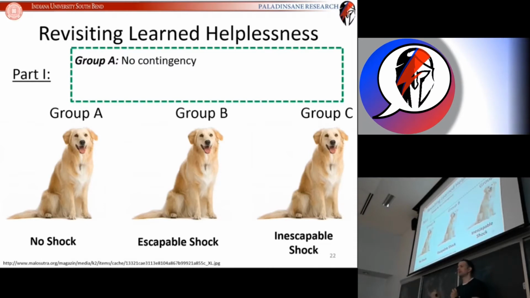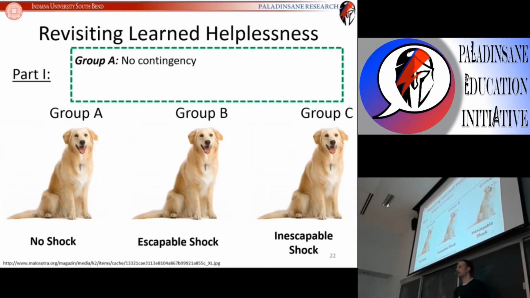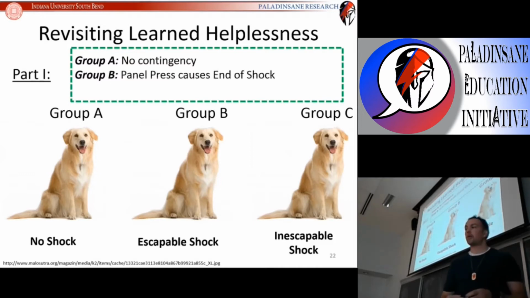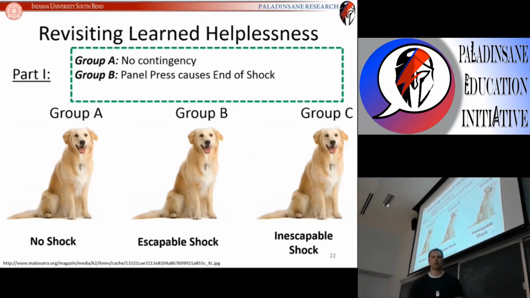For them, what was the relation between the panel press and the shock? The panel press causes the end of a shock. So the panel press, that behavior, caused the probable outcome of ending the shock. In this case, in an experimental lab, that probability is 100%. Still the probable outcome. But you press the panel, you end the shock, that's the contingency for Group B.